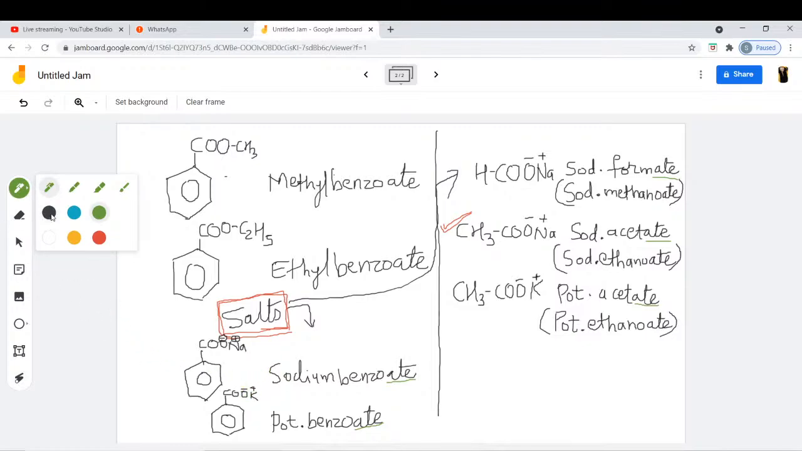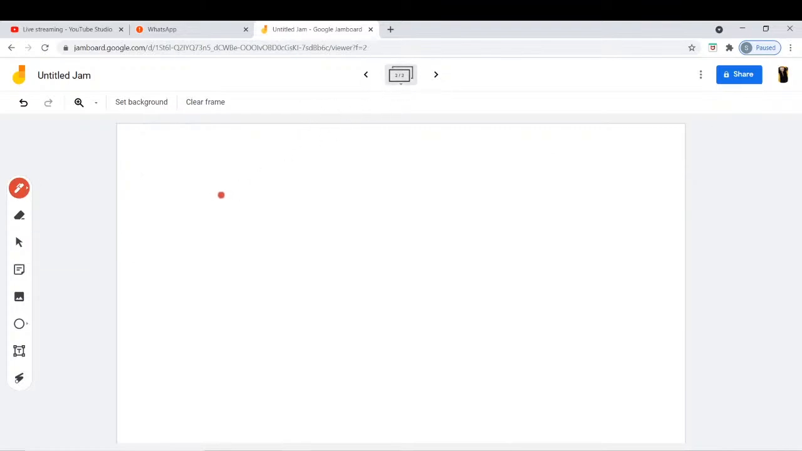Next, I completed the esters here. Then let's talk about the amides. Give a big heading, amides.